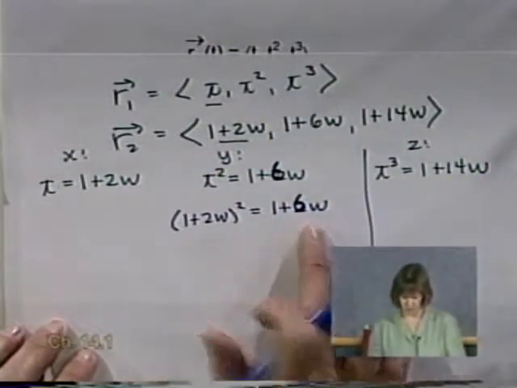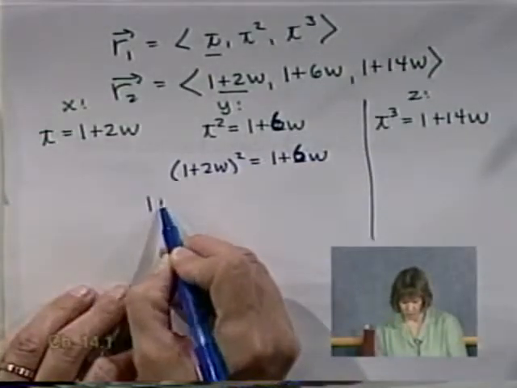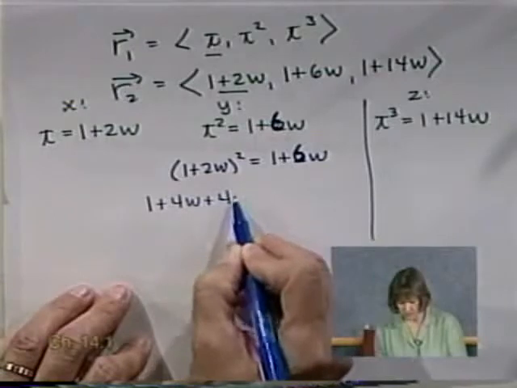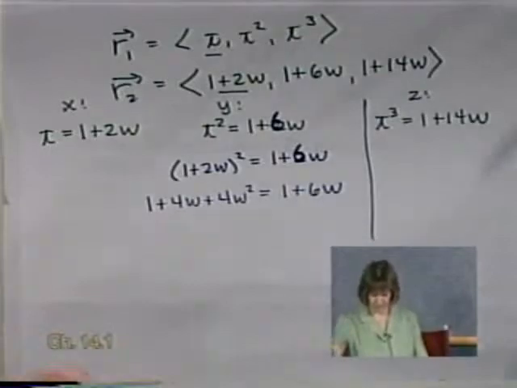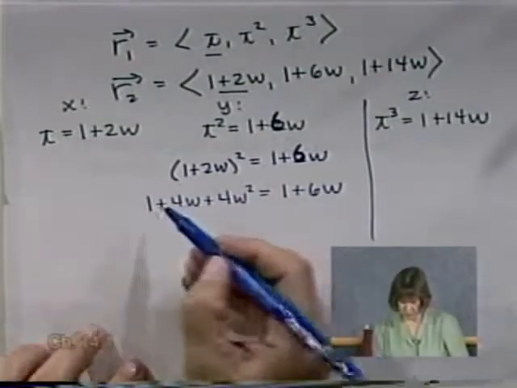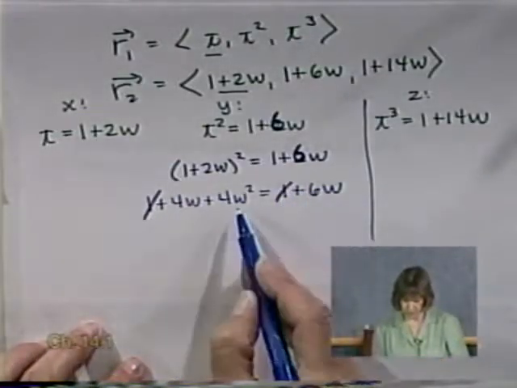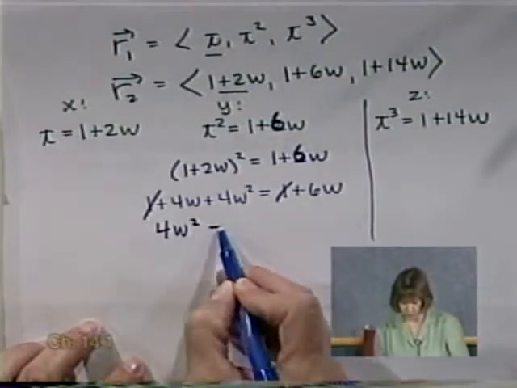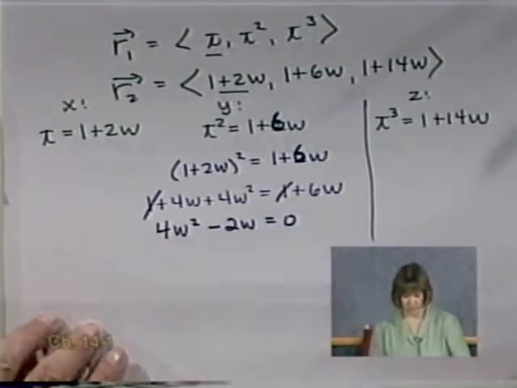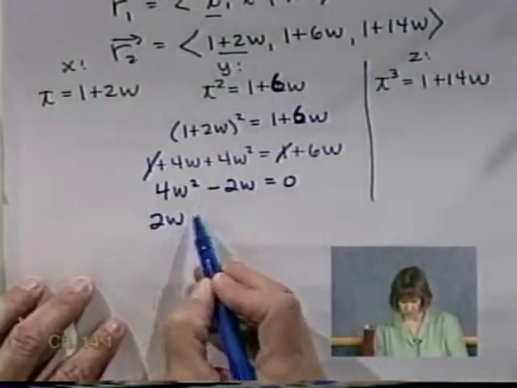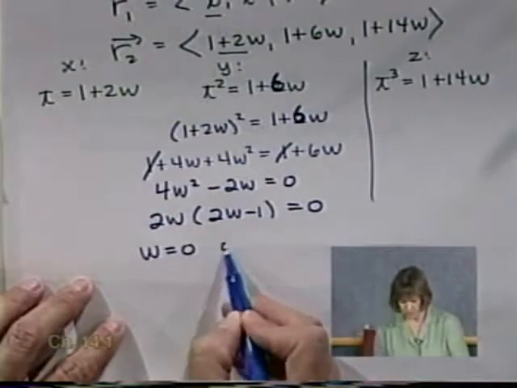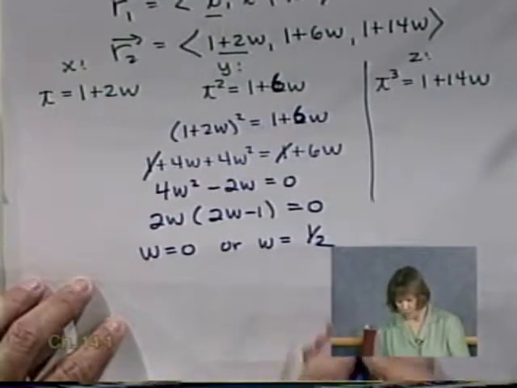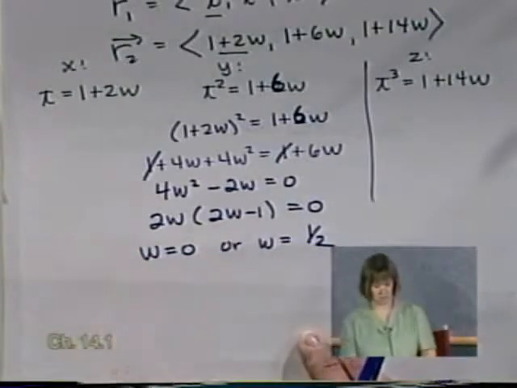So I have this equation right here. How am I going to solve that? Well, let's see. If I square out the 1 plus 2w, I would get 1 plus 4w plus 4w squared is equal to 1 plus 6w. Okay, and let's see, if the ones cancel, and I can subtract 6w, so I have 4w squared minus 2w is 0. Or if I factor out a 2w, 2w times (2w minus 1) is 0, so w is 0, or w is 1/2, right? Because 2w minus 1 is 0 when w is 1/2.